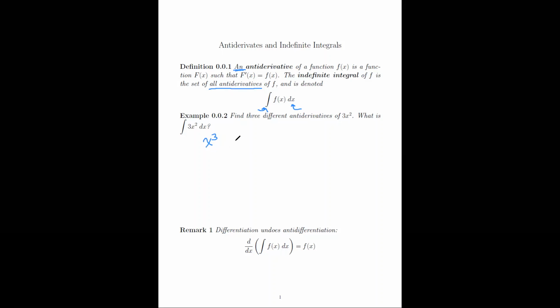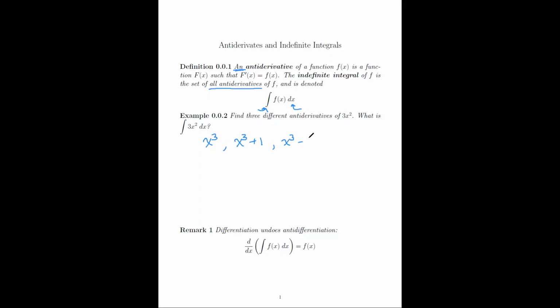What could another one be? Well, if I said x cubed plus 1, that would also give me 3x squared as the derivative, because the derivative of x cubed is 3x squared, and the derivative of a constant is 0. So that just goes away. And perhaps now you have lots of ideas of what our third one can be.